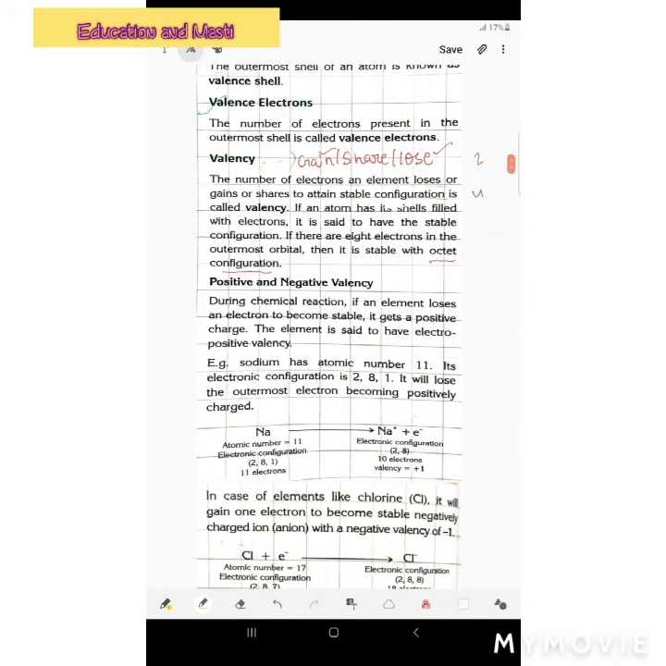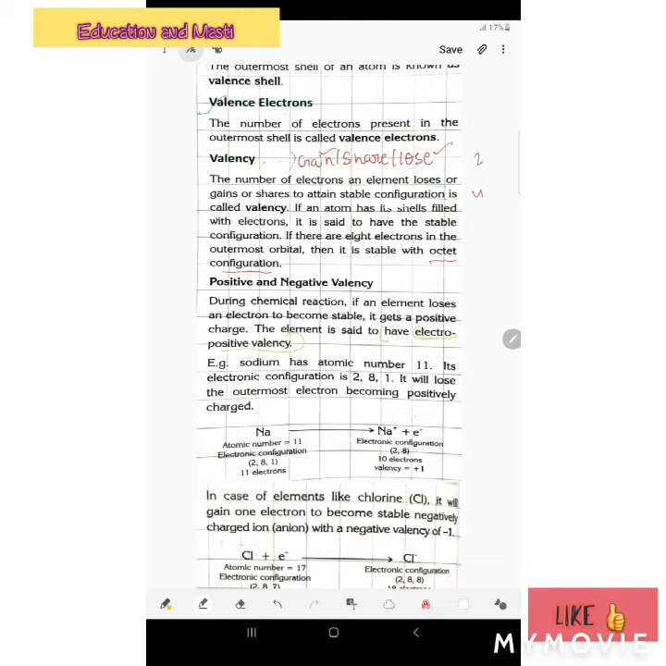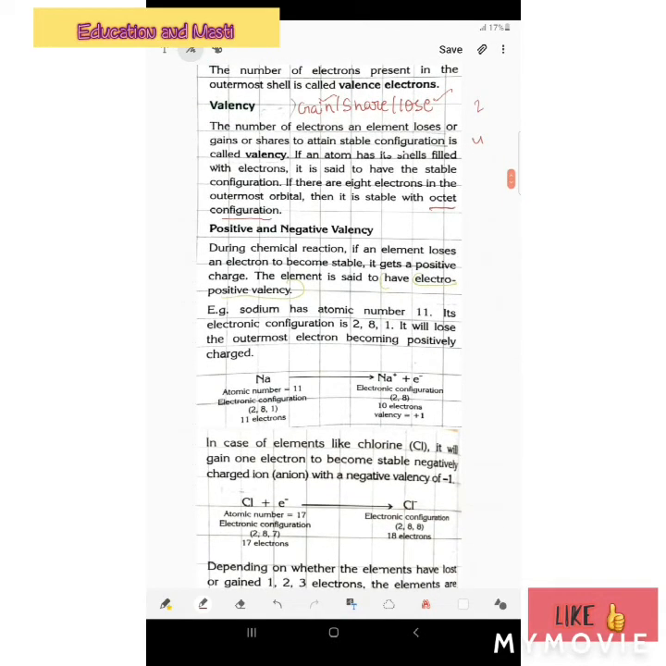Now let's see positive and negative valency. During a chemical reaction, if an element loses an electron to become stable, it gets a positive charge and this element is said to have electropositive valency. So the element which has positive charges is said to have electropositive valency. How can an element get positive valency? If an element loses any electron, then it gets positive valency. The opposite happens if an element gains any electrons: then it becomes negative, so it has electronegative valency.